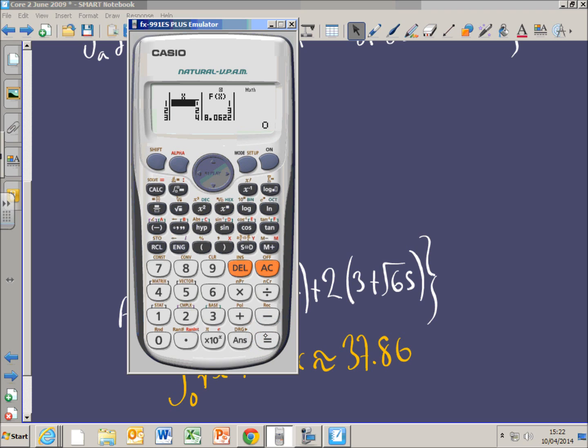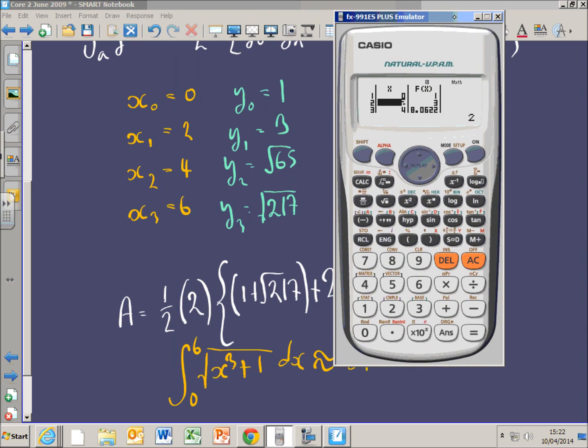Step 2. Right. Now, look, these are the x values. 0, 2, 4, and 6. And on the right-hand side, you'll have the y values. 1, 3, root 65, and 14.73. So if you're not too sure about sorting out all those y values, the calculator just does it like that. All you've got to do then is take those y values and put them in.